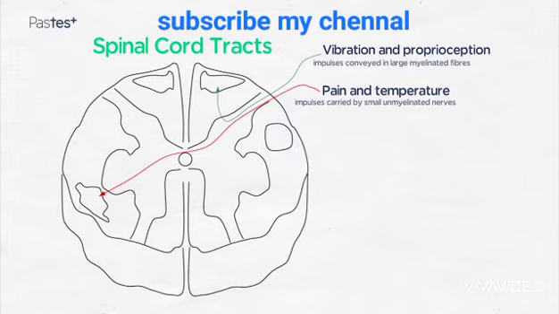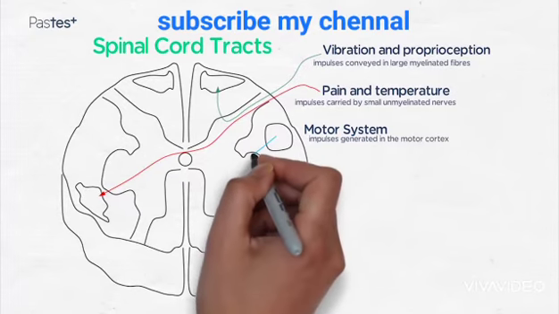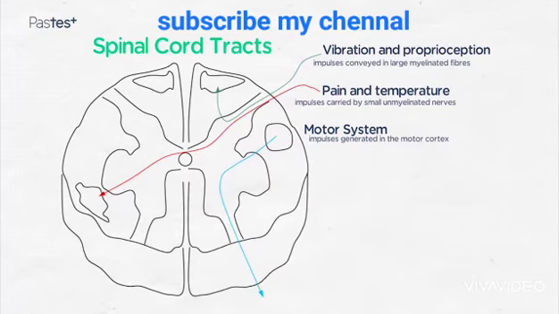The third tract system I want to talk about is the motor system. So impulses are generated in the motor cortex. They pass down in white matter tracts through the internal capsule, downwards to the brainstem where they decussate at the level of the medulla, and then they descend in the corticospinal tracts. They exit the spinal cord via the anterior root and synapse with an anterior horn cell, which then gives rise to the motor nerve. We can use this knowledge to understand some well-known spinal cord syndromes.